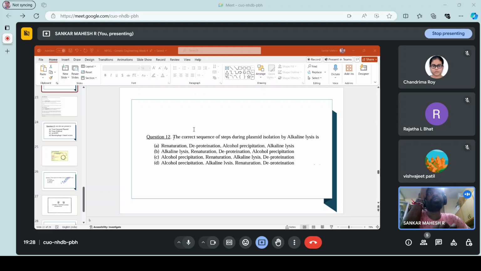why can't we use any other method? Like the cell membrane is made up of lipids, right? Now, if we put a detergent, that would lyse the cell. Anyway, it will break open the membranes, right, Chandrima? Yes, it is possible. So, why would you need the alkaline lysis method then? Is it about the lysis of the cell, or is it something to do with differences between plasmid and genomic DNA in alkaline conditions?